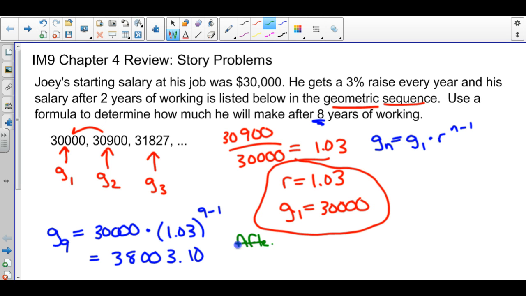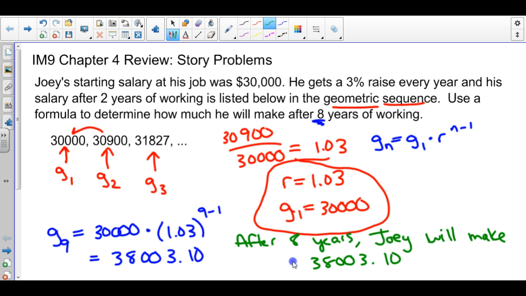So in context of the problem, let's go to that last step then and answer this in a complete sentence. You can say after 8 years, Joey will make $38,003.10. And I'll throw a little dollar sign in front of there, and that would be it for that problem.